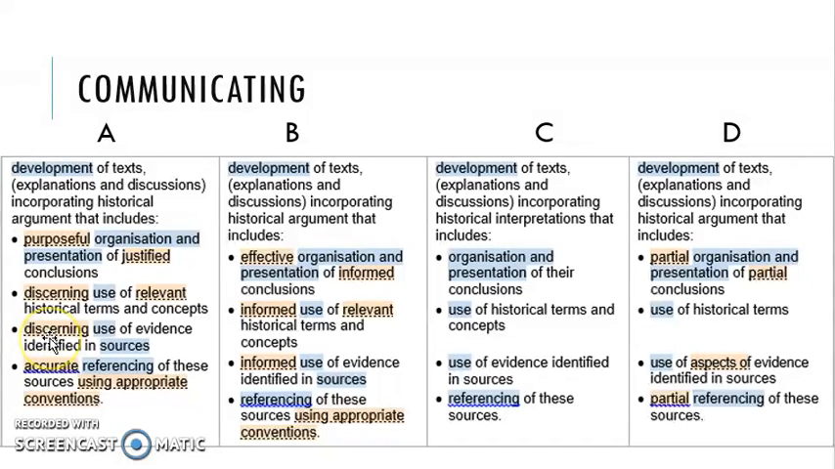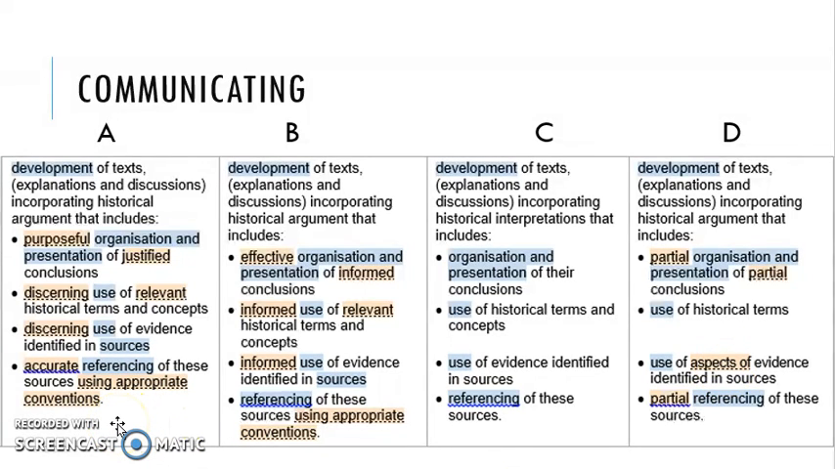The third criterion or dot point under communicating here is your use of evidence identified in sources. So that's about using quotes and summaries from the evidence you've collected in your research journal. And that's done either at a discerning level for an A, an informed level for a B, you've used some for a C, or you've used aspects of for a D.